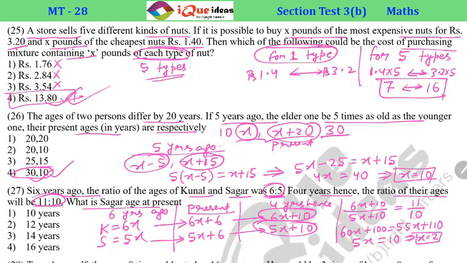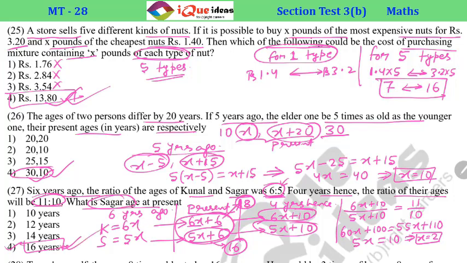So if I put x equal to 2 in the present ages, 6 into 2 is 12 plus 6, 18 years. Alright, and 5 into 2, 10 plus 6, that is 16 years. So 18 years and 16 years. What is the question? Sagar's present age. Sagar is the second one, so 16 years. That means the fourth option, 16 years, is the correct answer.